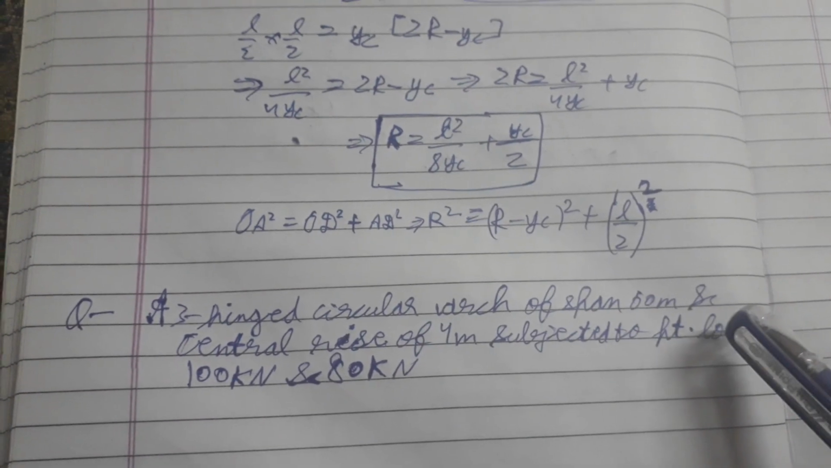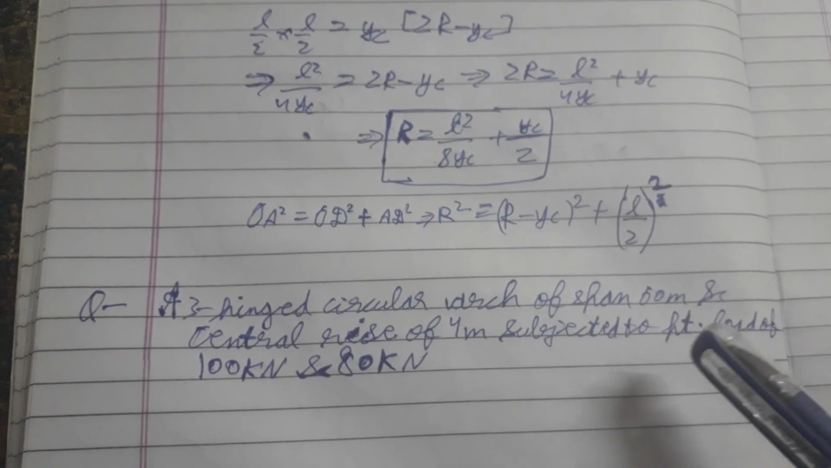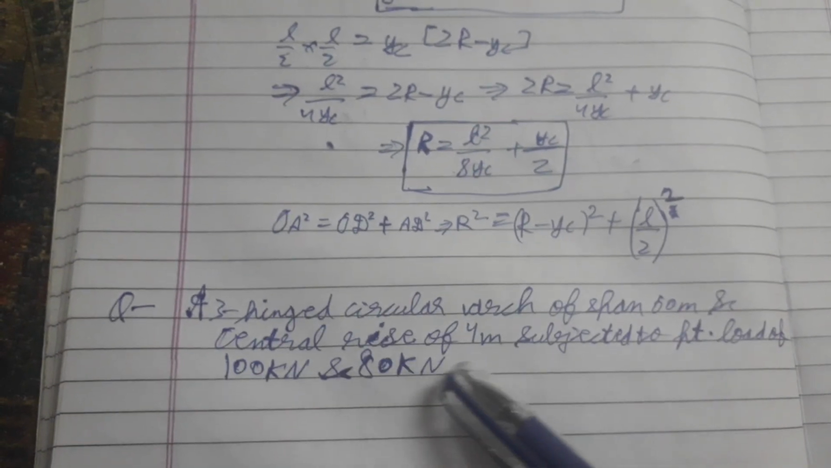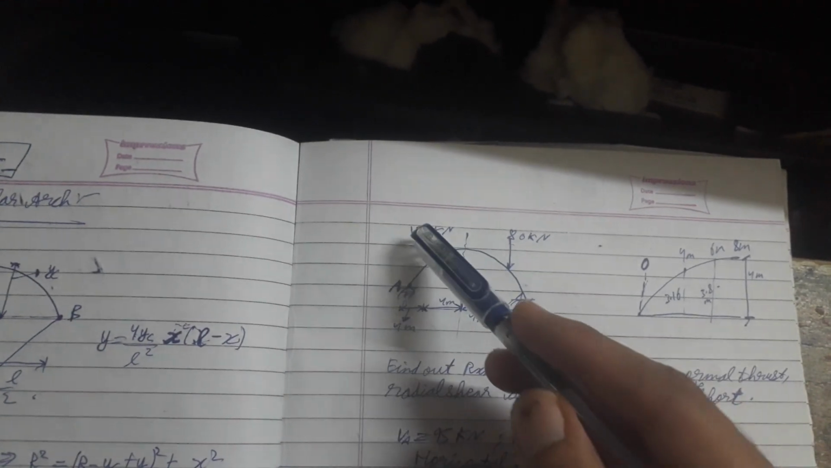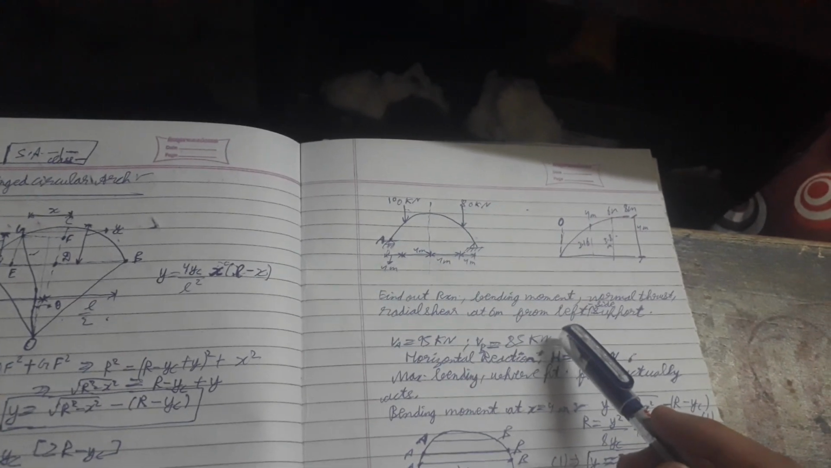A three hinged circular arch of span 60 meter and central rise of 4 meters is subjected to point loads of 100 kN and 80 kN. Here is the diagram. This is A, this is 4 meter, this is 4 meter, this is 4 meter, this is 4 meter. This is 100 kN, this is 80 kN. This is O, this is 3.16, this is 4 meter, this is 3.8 meter, this is 6 meter. Find out the reaction, bending moment, normal thrust, radial shear at 6 meter from the left side support. VA is equal to 95 kN, VB is equal to 85 kN. Horizontal reaction H is equal to 90 kN.